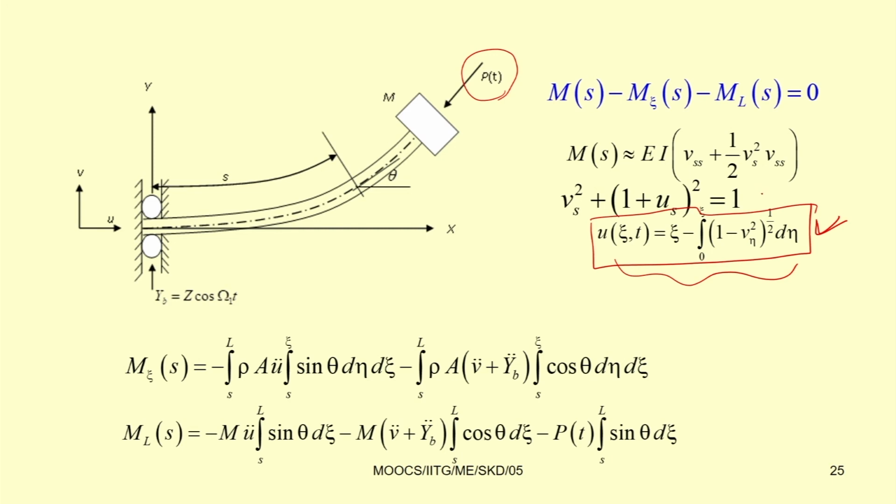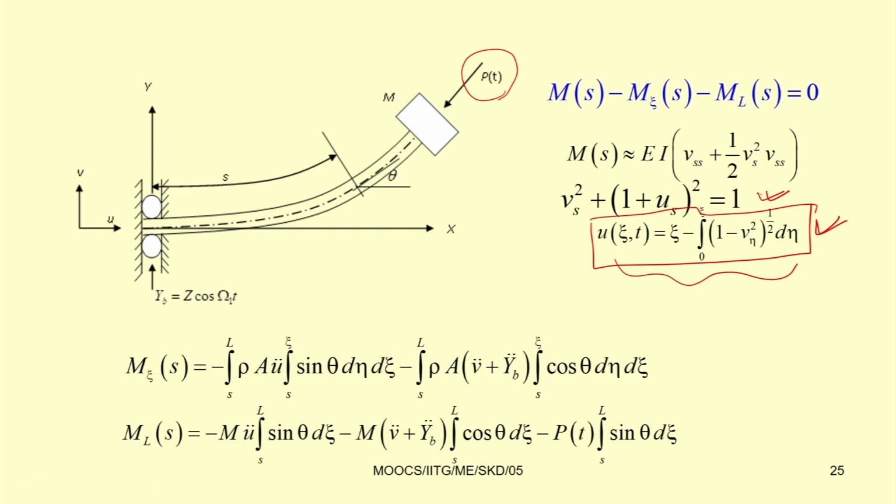So, using this relation, which is the relation for the inextensibility condition, the previous equation was derived. Here also you can derive this equation of motion by using a similar approach. So, you can have many different applications for this type of continuous system.